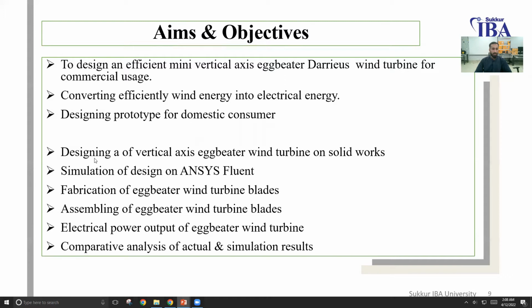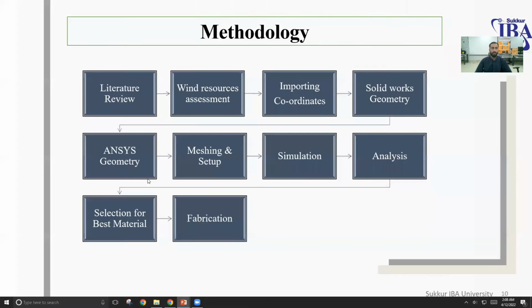The objectives are designing of the vertical axis Darrieus wind turbine on SolidWorks, simulation of the design on ANSYS Fluent software, then fabrication of Darrieus wind turbine blades, assembling of Darrieus wind turbine blades, electrical power output of a Darrieus wind turbine. At last, comparative analysis of actual and simulation results.